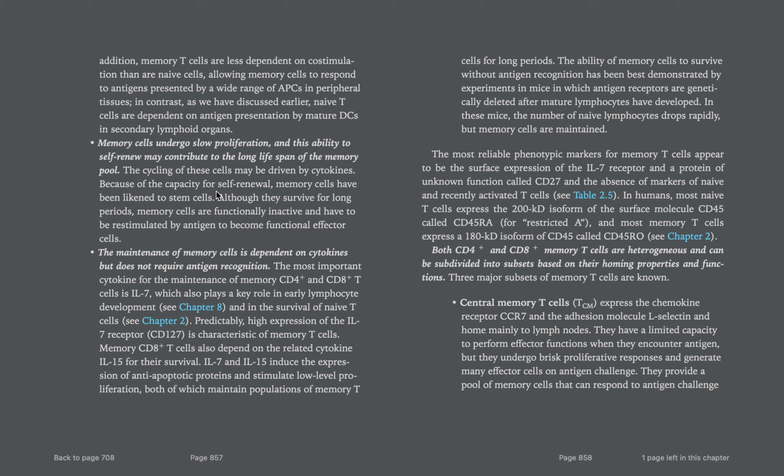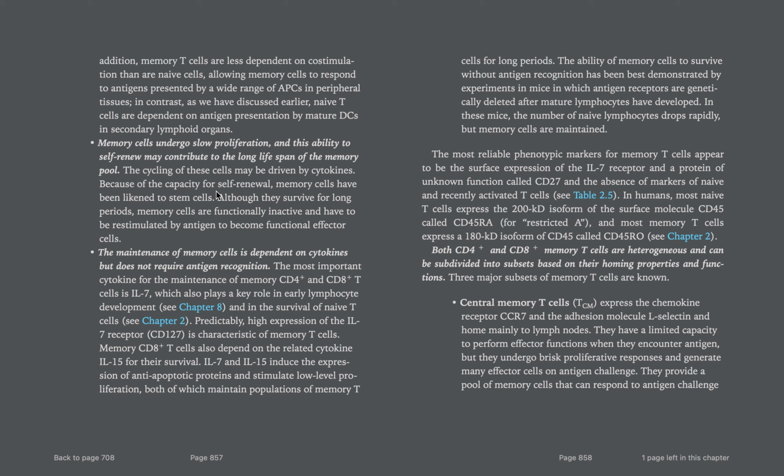Although they survive for long periods, memory cells are functionally inactive and can be restimulated by antigen to become functional effector cells. The maintenance of memory cells is dependent on cytokines but does not require antigen recognition. The most important cytokine for maintenance of memory CD4 and CD8 T cells is interleukin-7, which also plays a key role in early phenotype development.